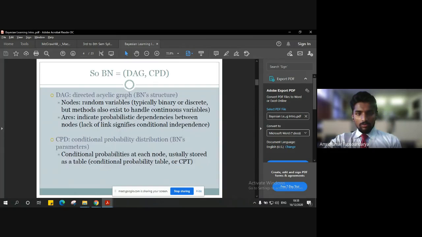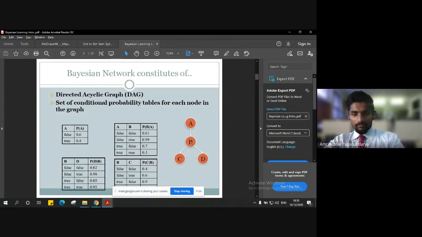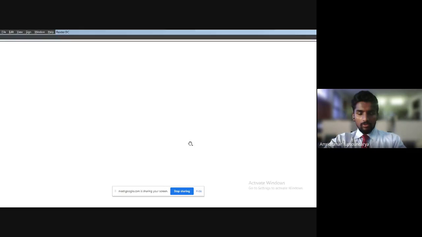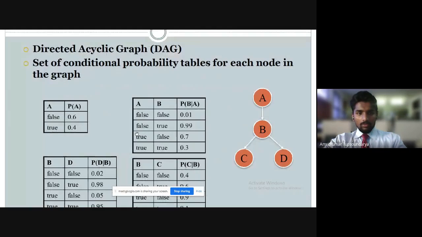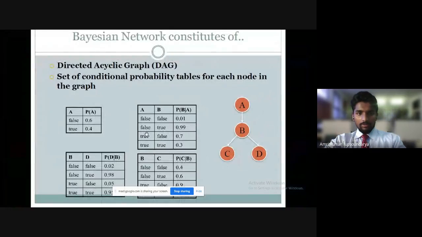When we have this graph, what is the table? As I mentioned, there can be conditional probability tables. So what are these conditional probability tables? These are the probabilities of a few variables depending on some conditions. So it is a set of conditional probability tables for each node in the graph, that is A, B, C, and D.